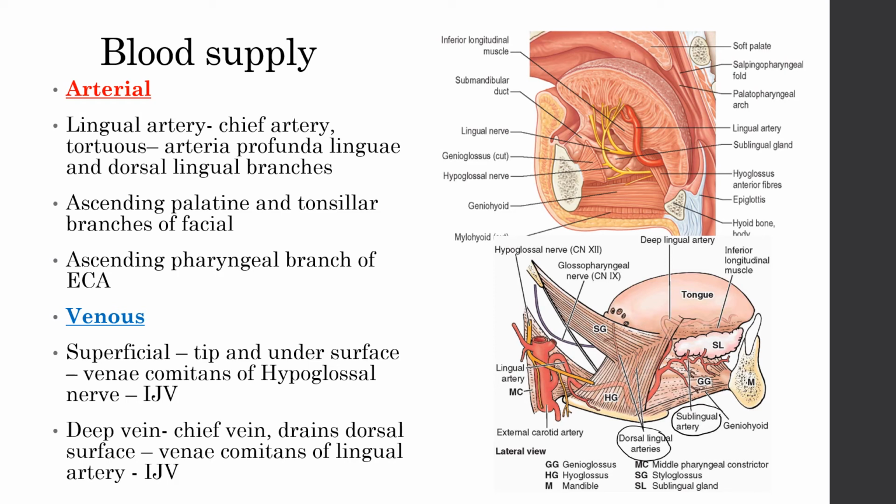The veins are divided into superficial and deep. The superficial drain from the tip and under surface and accompany the venae comitantes of the hypoglossal, and ultimately go to the internal jugular vein. The deep veins form the main veins and they drain separately or join the venae comitantes and drain into the internal jugular vein.